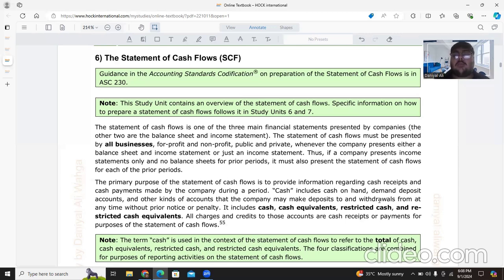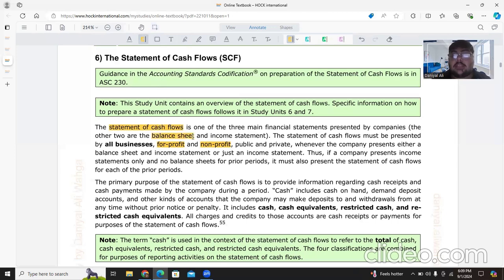Now, if we look forward, it states that the statement of cash flows must be presented by all businesses, for profit and non-profit, public and private. Now you see each company type has been mentioned here. Whether your company or business is profit-making, or whether it is a non-profit, you are required to prepare a cash flow statement. Let me highlight all the keywords for you.